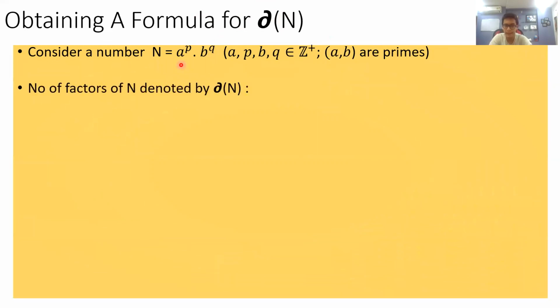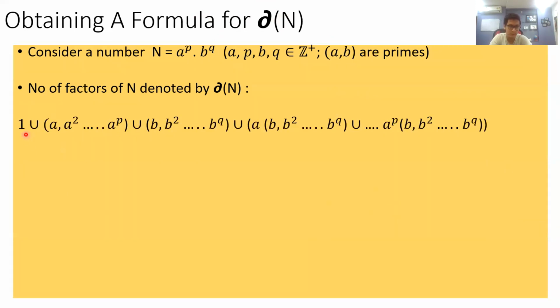The number of factors of n, denoted by delta of n, is given as the union of these sets. So first you have 1, which is a number. It's trivial that 1 is a factor of every natural number. Then you have this string of numbers from a to the p, which of course have all the exponents: a square, a cube, and so on till a to the p. It's clear that if you have a to the p as the highest exponent of a in your prime factorization, all the lower ones will also have to be factors.